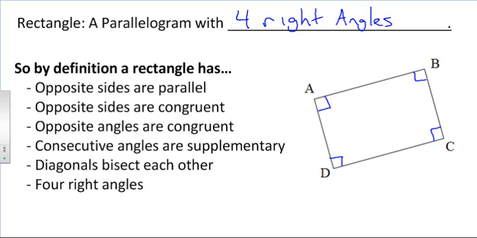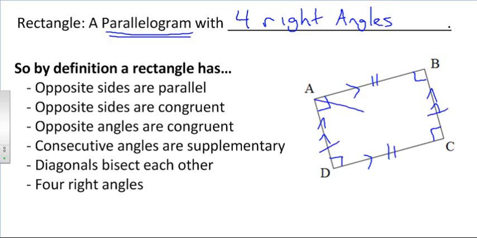And that idea is fairly important here, because if I know something is a parallelogram, then all those properties of parallelograms from our previous video are true for a rectangle. So without knowing anything else about this rectangle, I know that because it's a parallelogram, it has opposite sides that are parallel, it has opposite sides that are congruent, it has opposite angles that are congruent, so angle A and angle C are congruent, and angle B and angle D are congruent. It has consecutive angles that are supplementary, so for example, angle A plus angle B would have to add up to 180. It also has diagonals that bisect each other.